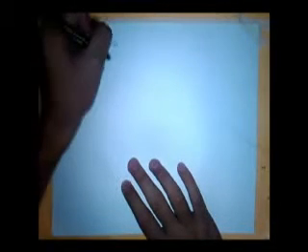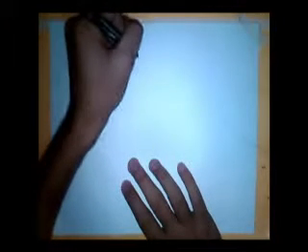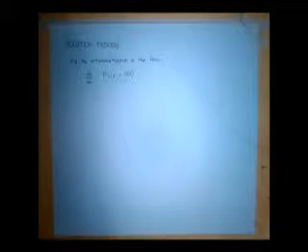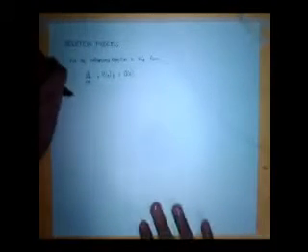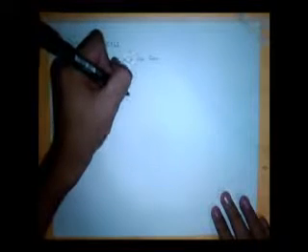First, put the differential equation in this form: dy over dx plus a function p in terms of x times y is equal to q of x. Second, find the integrating factor. v is equal to e to the integration of p(x) dx.